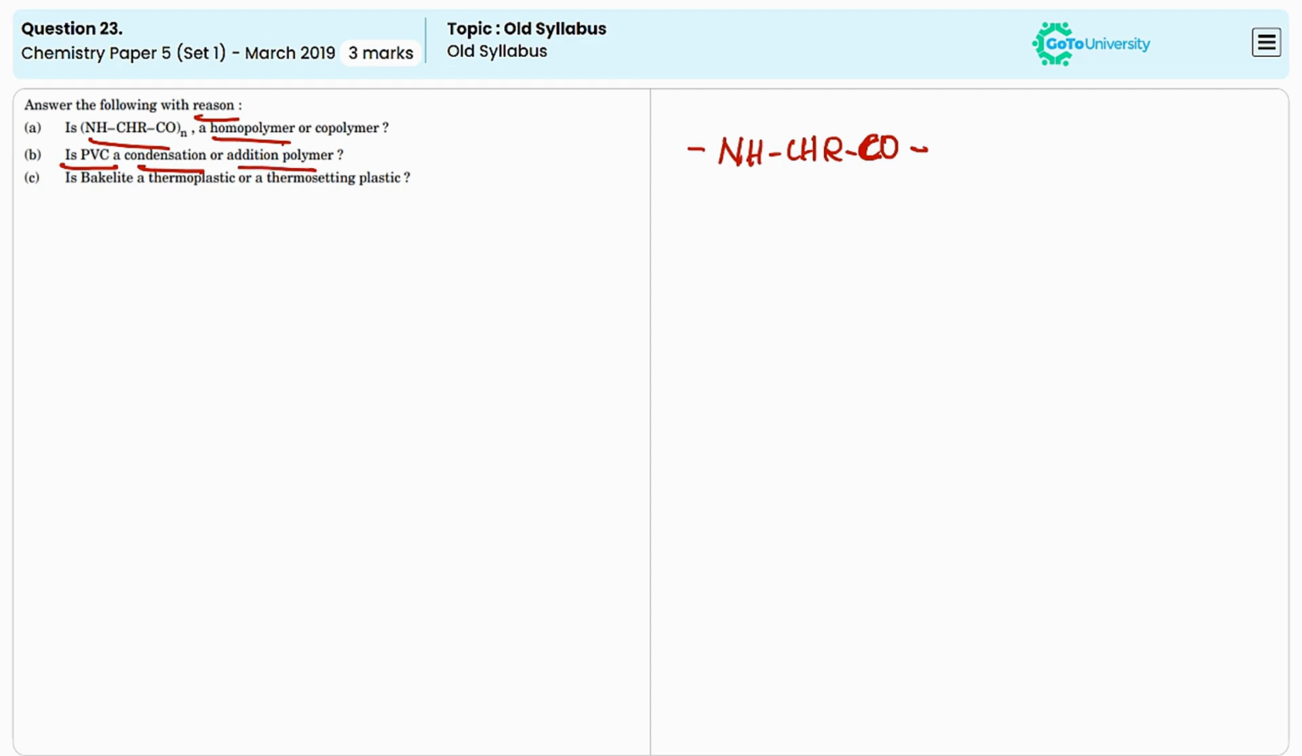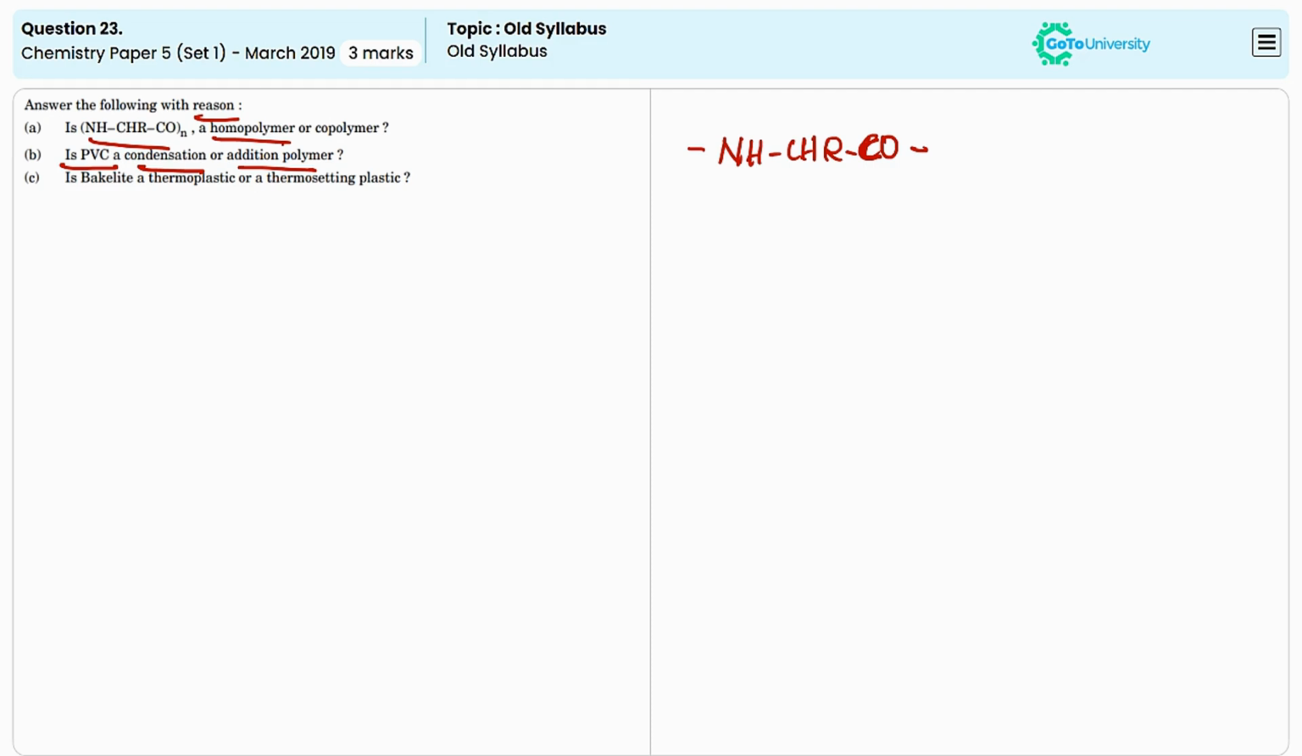Condensation polymers are formed through a condensation reaction where two monomers combine with a loss of small molecules like water, HCl or methanol. And these polymers usually contain functional groups like hydroxyl group, carboxylic group or amino group. They will react to produce the polymer chain.